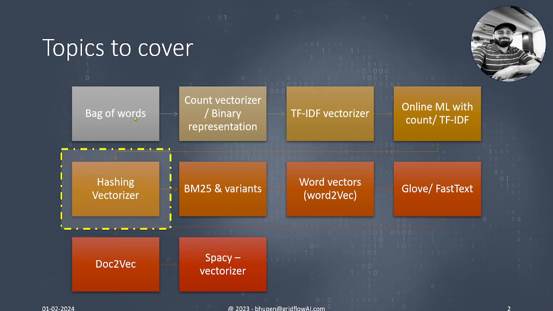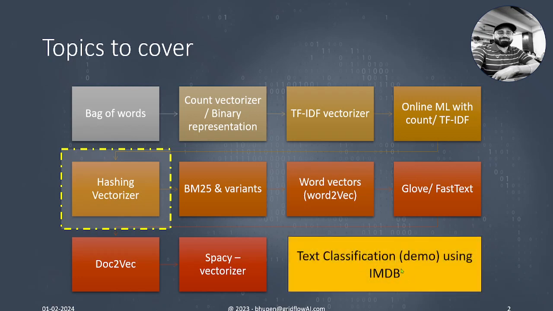We already have talked about the bag of words, the count vectorizer, TF-IDF, and the pluses and minuses, the advantages and disadvantages of count vectorizer and TF-IDF. We also saw how TF-IDF or count vectorizer are not capable enough to be used for online machine learning models. And we'll see how hashing vectorizer can be a solution for online models. Let's first talk about what is hashing vectorizer, how does it work, and then I'll show you the same text classification example using IMDB dataset.